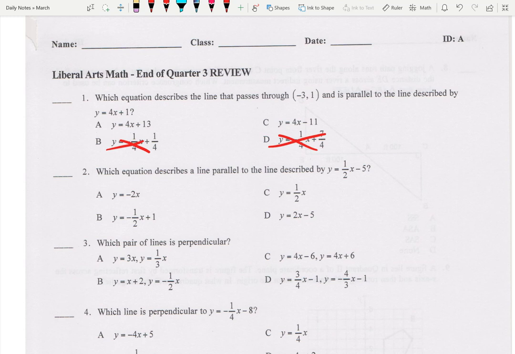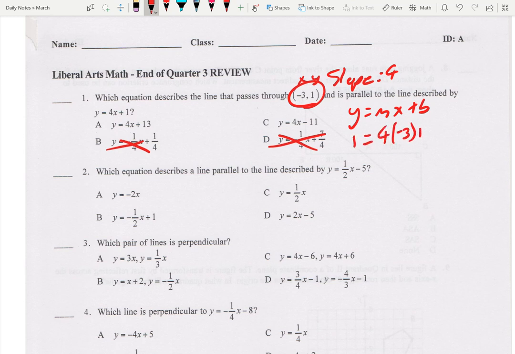So remember how we did this? We took the information that we were given, and we tried to find the correct B value. So we know that our slope is going to be 4, and it has to go through this point, -3, 1. So 1 is going to be the y value, 4 is going to be my slope, -3 is going to be my point, and we're going to solve for B. And B should either be -11 or 13. So that'll give us the answer that we need.